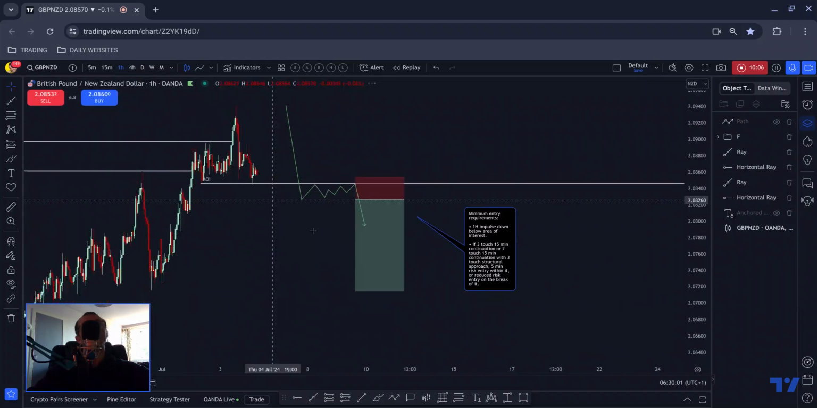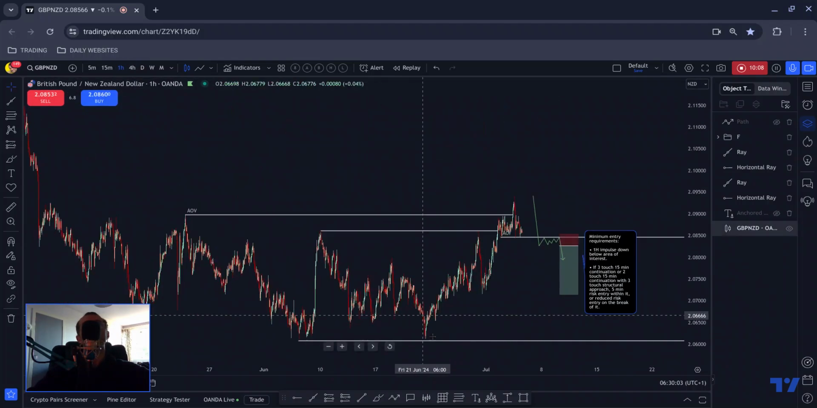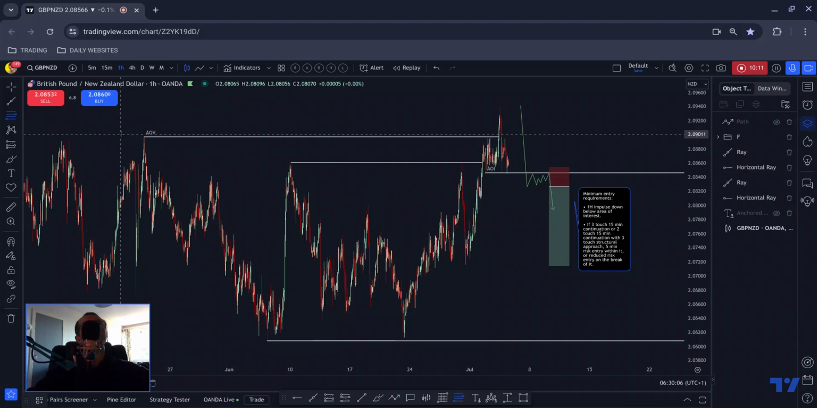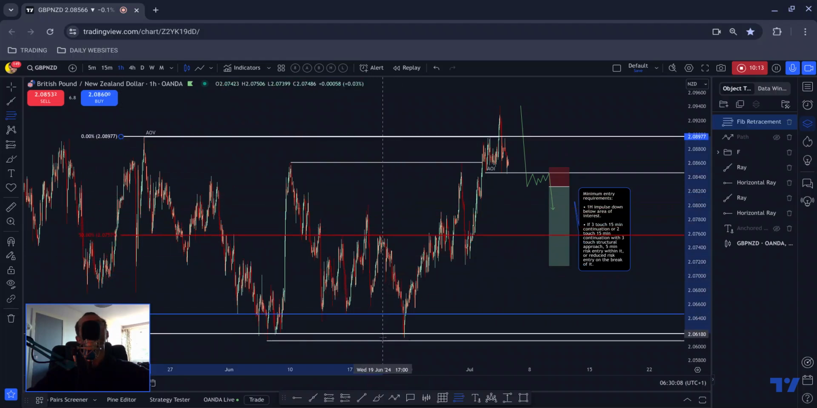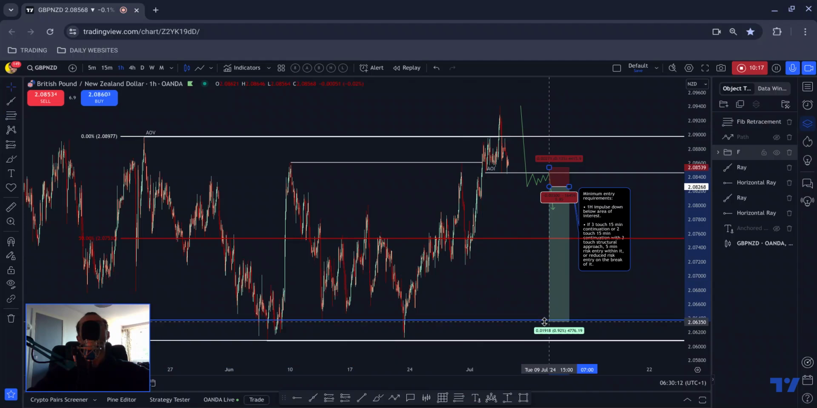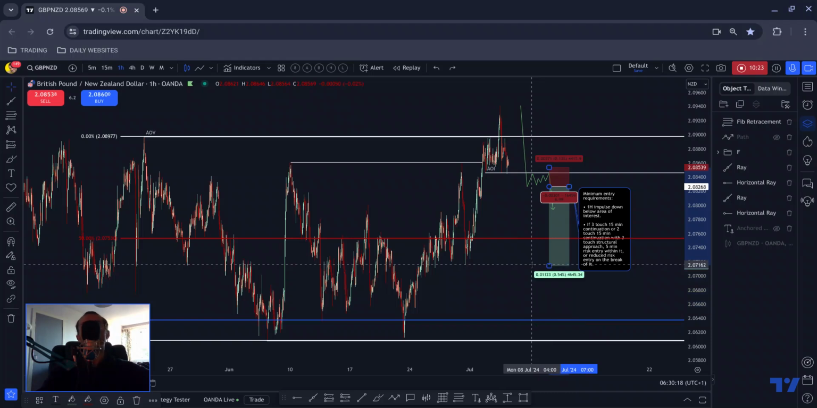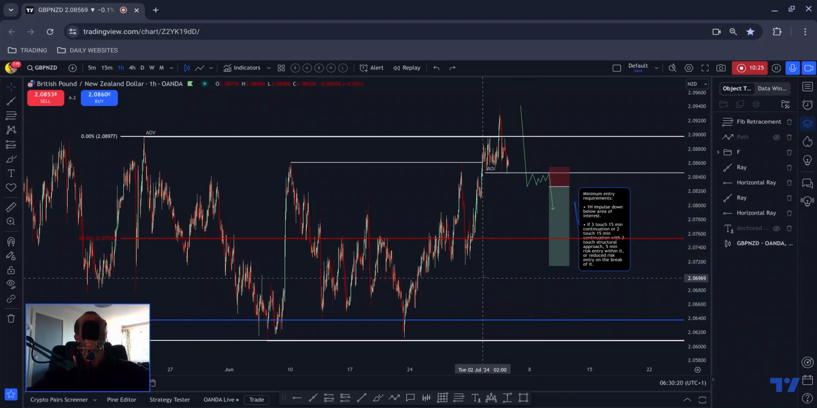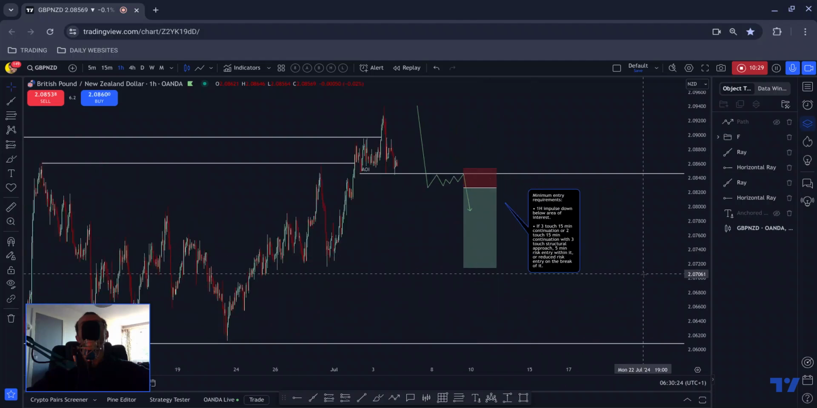What I would do in this instance is measure the range. So from here to there, I would set a take profit there for something in the region of 7%, and then I would trail my stop loss at the same time. So that is pound Kiwi. We shall see whether this materializes or not.